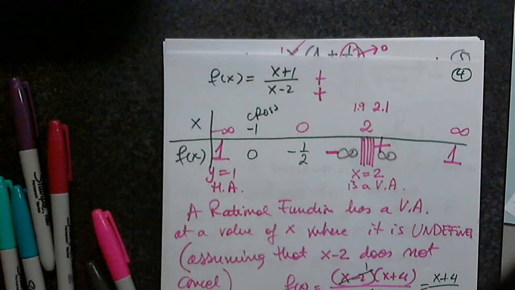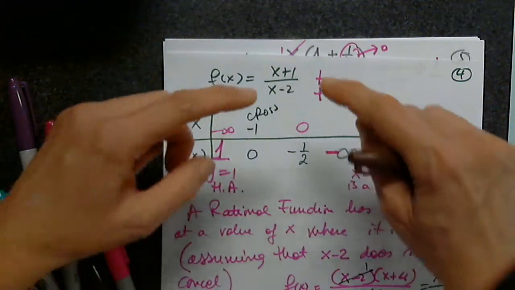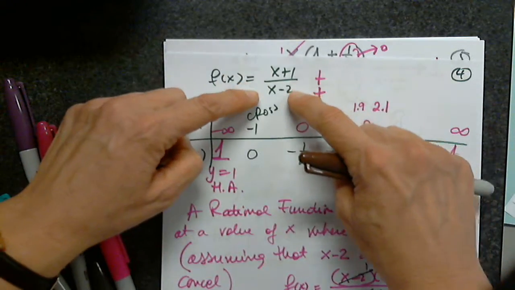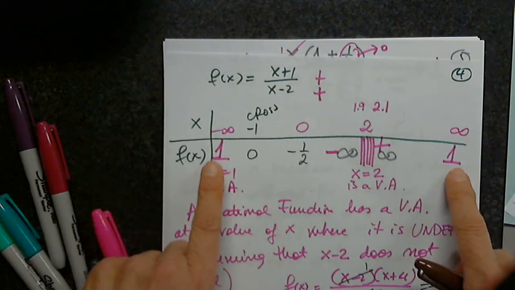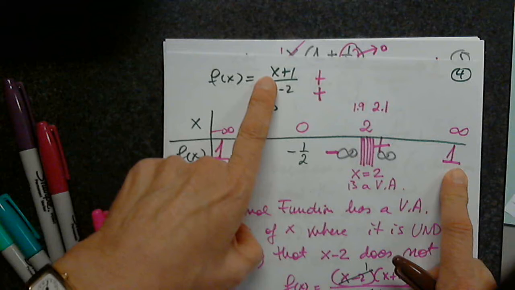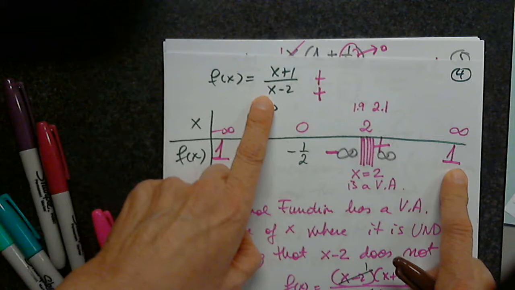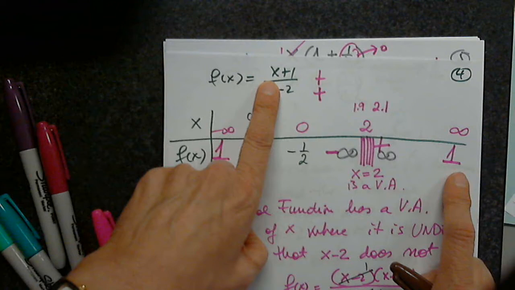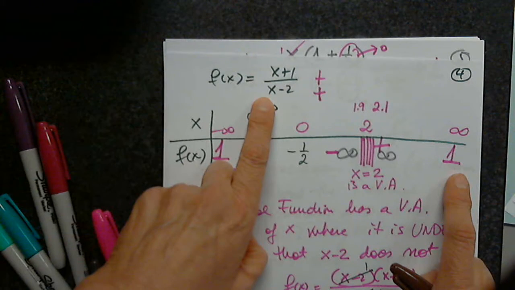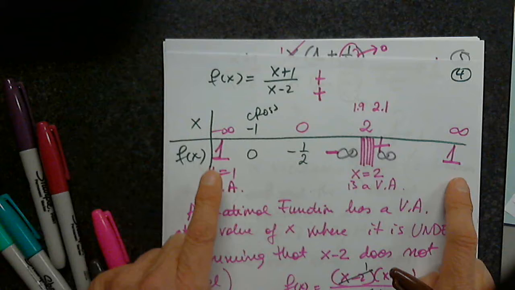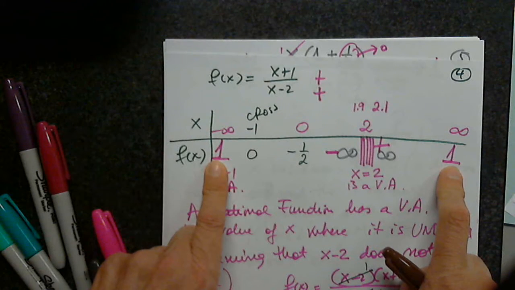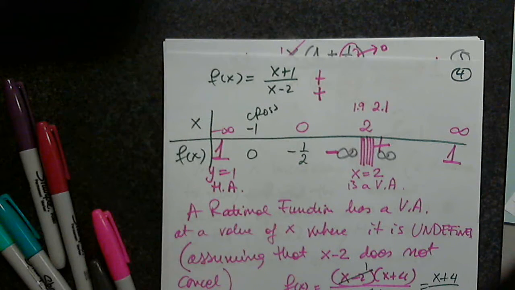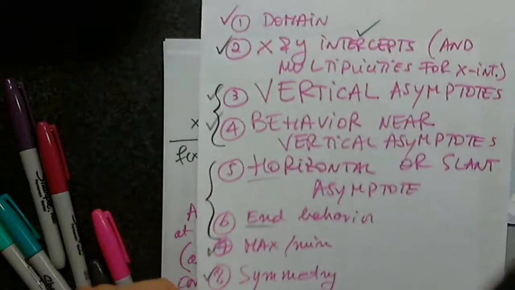Is there a shortcut for this? Yes. As long as we have the same degree, the horizontal asymptote is the leading coefficient over the leading coefficient. What is the leading coefficient of the top? What is the leading coefficient of the bottom? How much is 1 over 1? 1. And this completes our table.